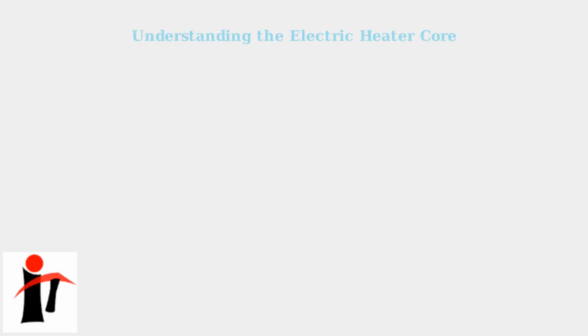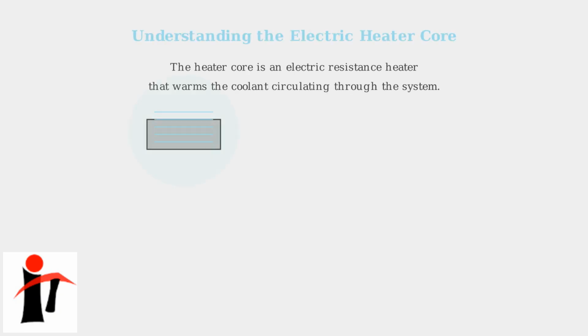The electric heater core is the heart of the Tesla Model S heating system. It functions as an electric resistance heater that warms the coolant circulating through the HVAC system. This high-voltage component converts electrical energy into heat, providing warmth to the cabin without relying on engine waste heat like traditional vehicles. When the heater core isn't working, the first diagnostic step is checking the voltage at the connector.